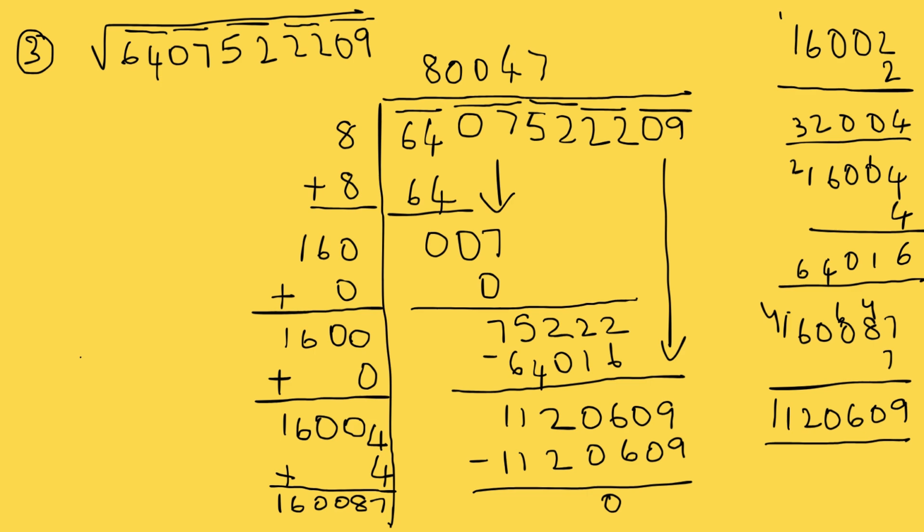Let's look at our last problem. We have to find the square root of 64,07,52,209. So we have to put bars on pairs of numbers starting from the units digit. So we will put bars on 09, 22, 52, 07 and 64.